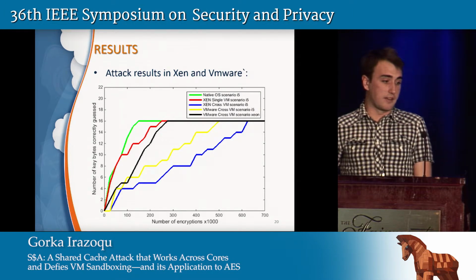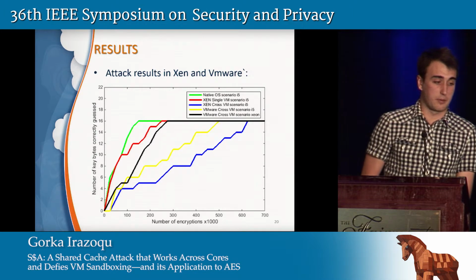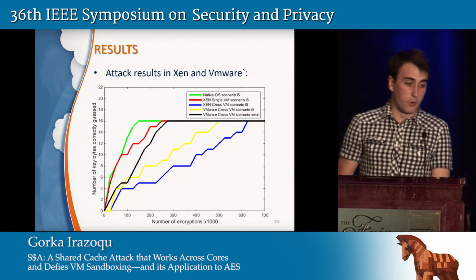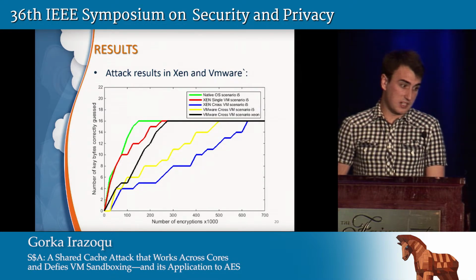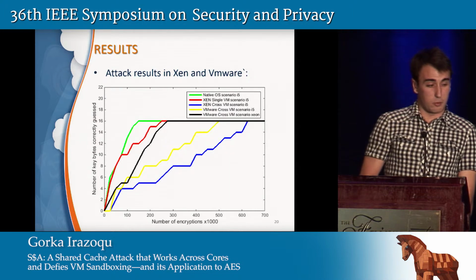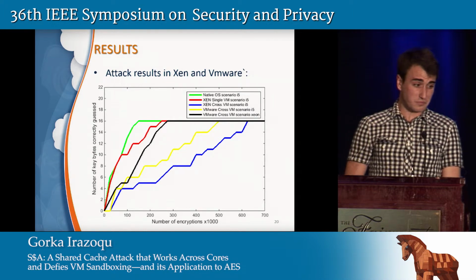And indeed, we think that it behaves worse than VMware because we're using a fully virtualized hypervisor here. This is adding more noise than a para-virtualized hypervisor. So basically, we believe this is the reason why we're seeing worse results in Xen than VMware.